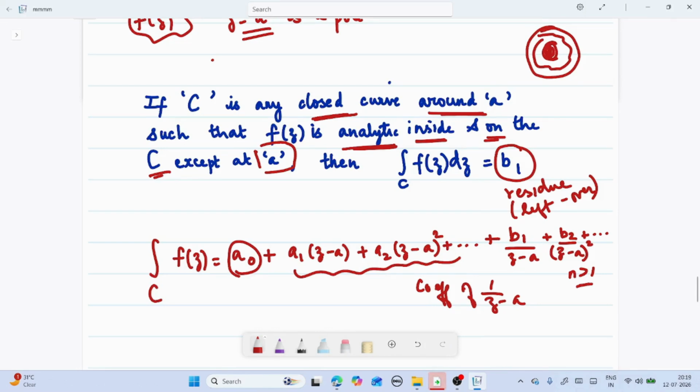So what is happening here? When I integrate this entire expansion, all I have is just b1, which is called the residue, which makes contour integration easier. In the forthcoming videos, you will see how contour integration is made easier using residues.